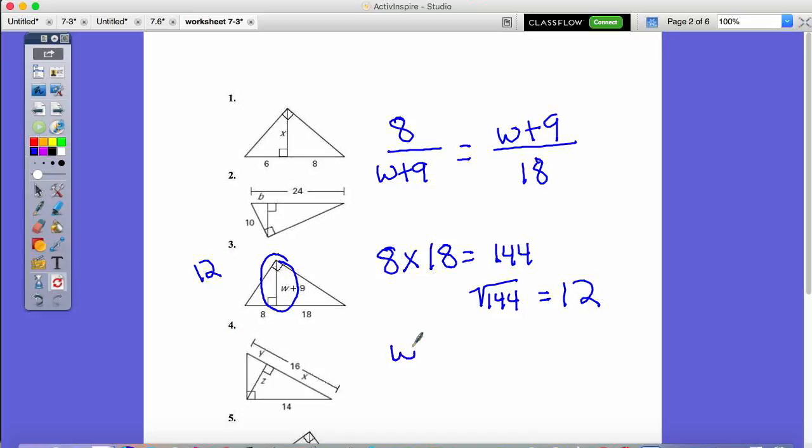But the altitude in this problem is represented by the expression w plus 9, and that equals 12. I subtract 9 from both sides. I get w is 3. So w equals 3. I wrote it there.